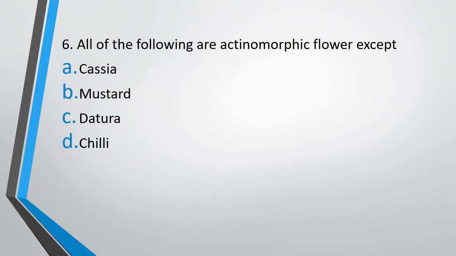Question 6. All of the following are actinomorphic flowers except option A, Cassia, option B, mustard, option C, Datura, or option D, chili. The correct answer is option A, that is Cassia. Cassia is not an actinomorphic flower.